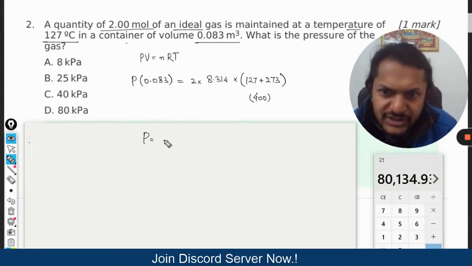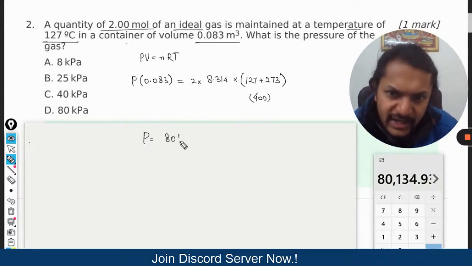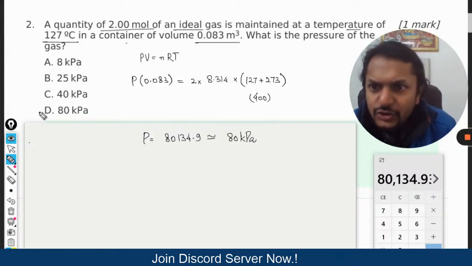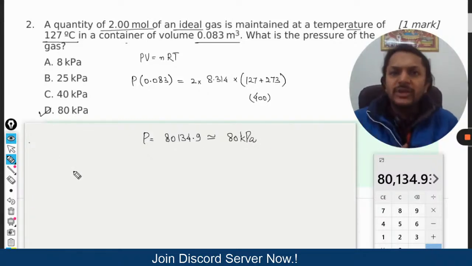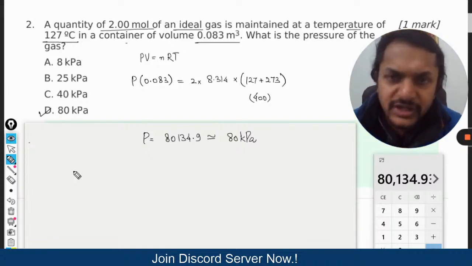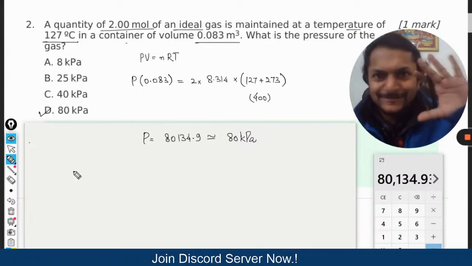The pressure is coming out to be 80134.9 approximately. That can be taken as 80K. Yes, so D is going to be our answer for this question. Fairly simple question, only one equation will be used in this question. All the best. Bye.